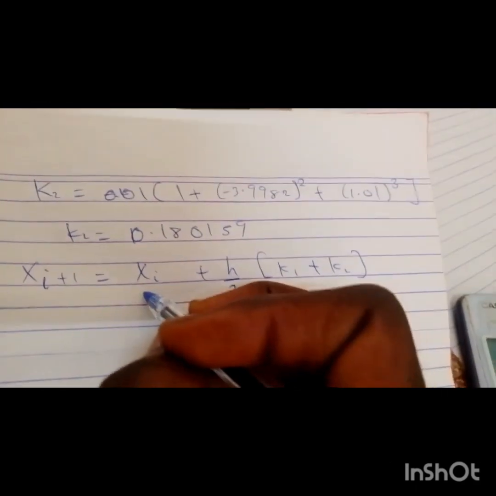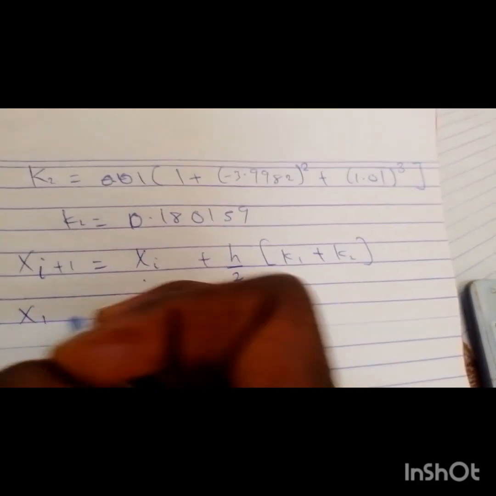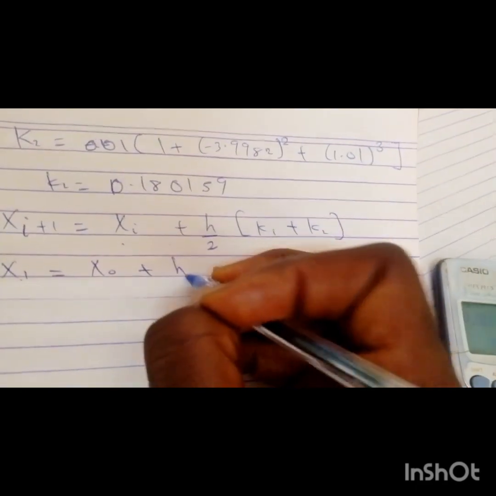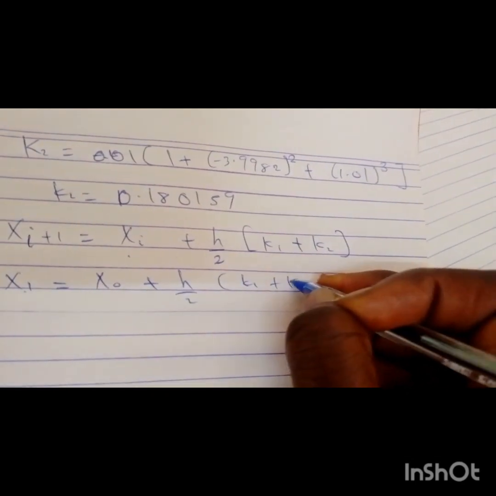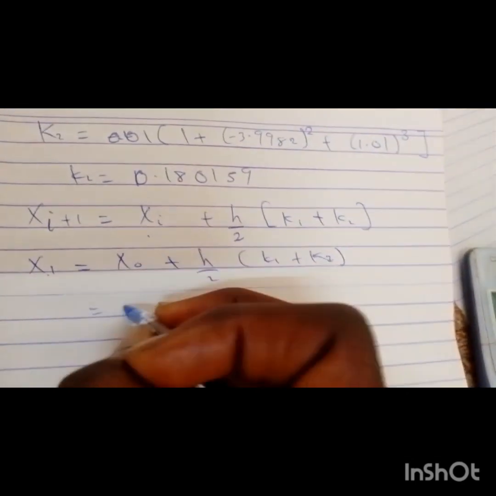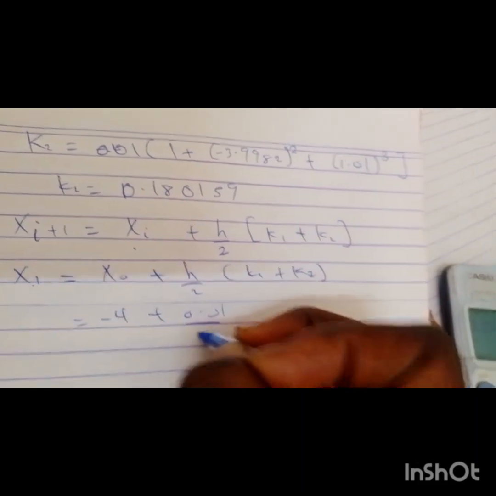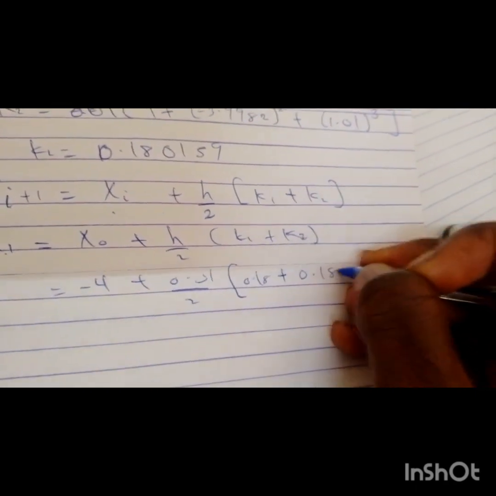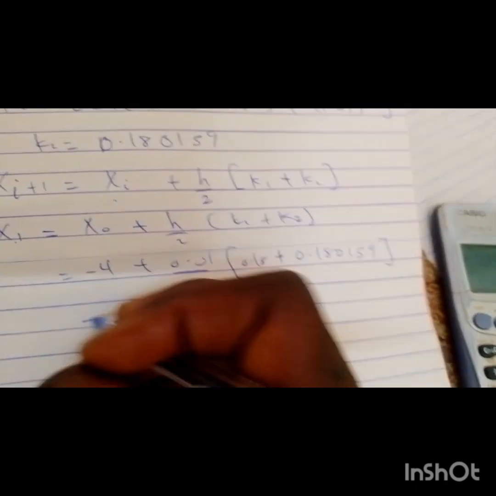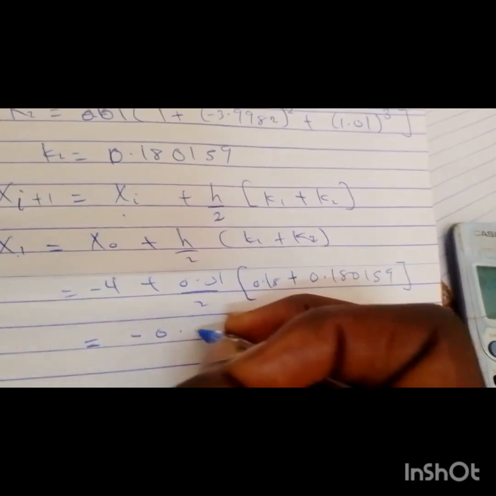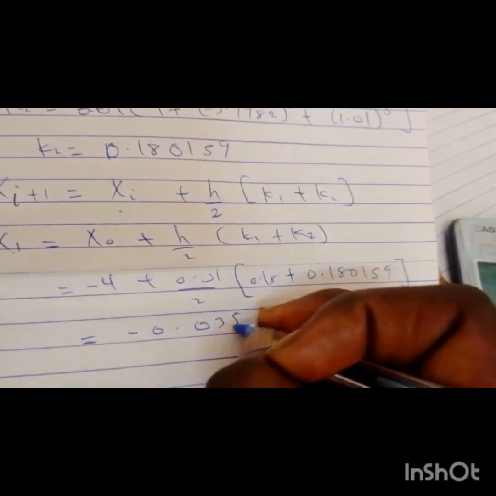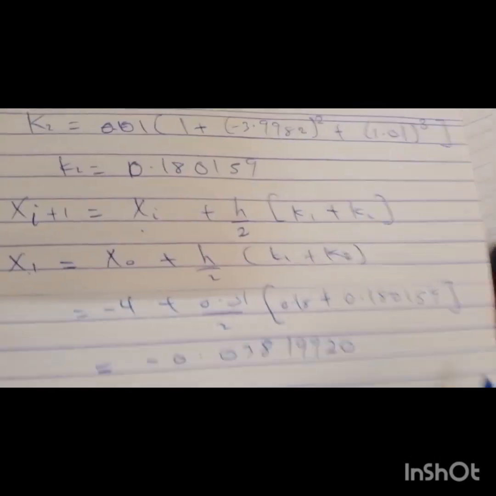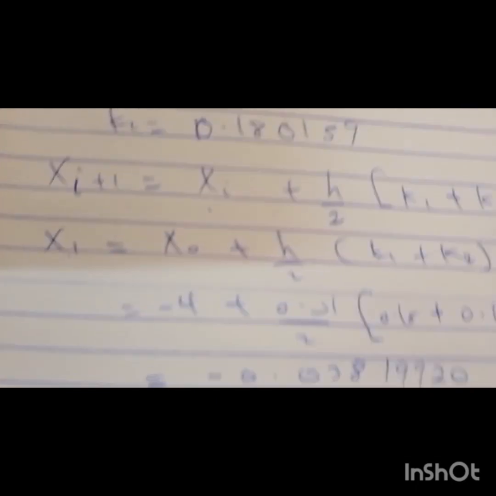So now we are going to do this for x1. Your x1 will be x0 plus h on 2 times k1 plus k2. So this will be minus 4 plus 0.01 on 2, and then you have your sum, which is 0.18 plus 0.180159. When you punch this into the calculator, I'm getting negative 3.9963... so this is the value for your x1.